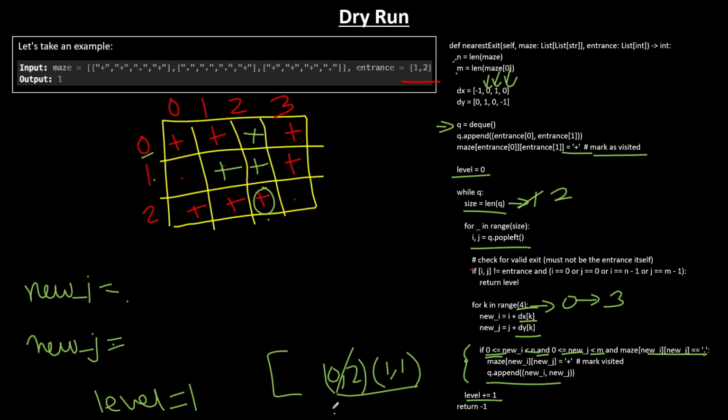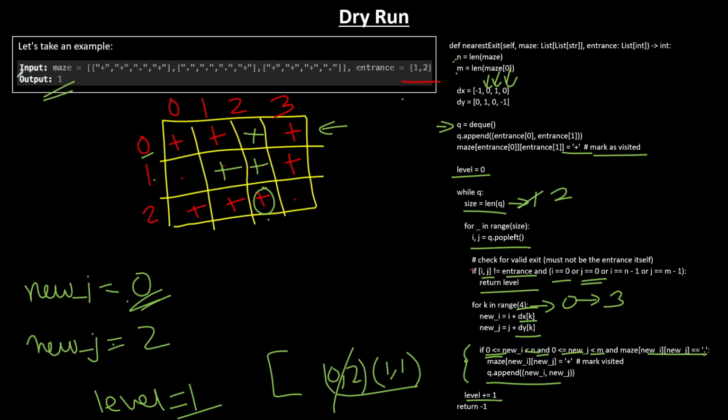We pop the value. We pop this basically. I will write here itself directly. We will check if 0 comma 2 is equal to the entrance dimensions? No, it is not. Is i equal to 0? Yes, i is equal to 0. Also, if you could see, j is also equal to 0, right? Which means that we are already at an edge of the grid, which is the first row here. Therefore, we return the level. Since the level value was 1, it will return 1. And therefore, the output for this particular question is 1.